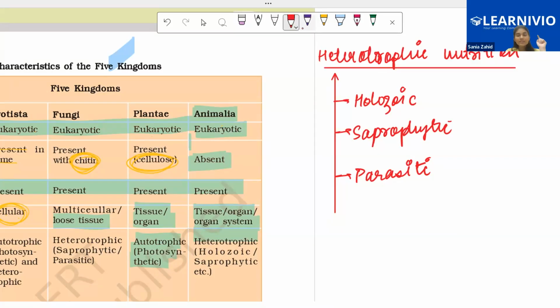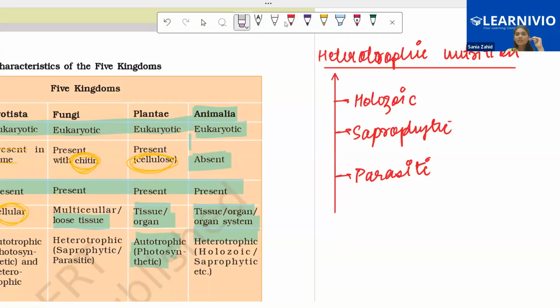What is parasite now? Parasites are, for example, some people have worms in their stomach or intestines, right? So that worm is a parasite, or a mosquito. A mosquito is a parasite. Okay, lice in the head. So they are also parasites. Okay, they basically harm the other organism, and they're not harming at a very large level, but they are deriving nutrition from the other organism without killing it. Okay, Aisha, do you understand this? So heterotrophic can be of three types.